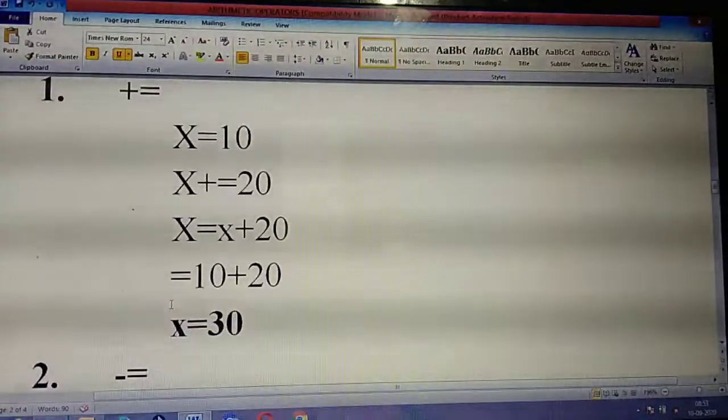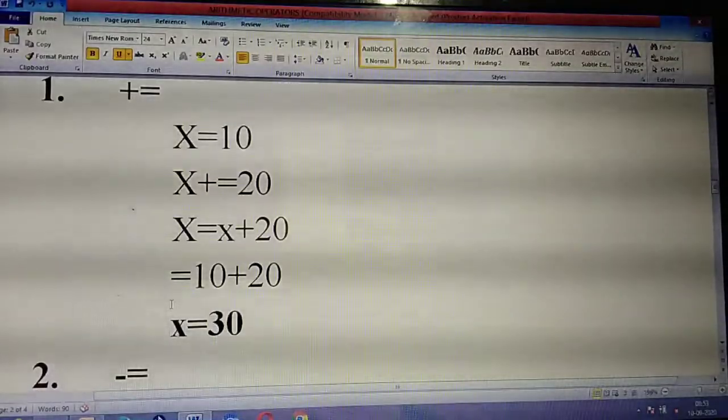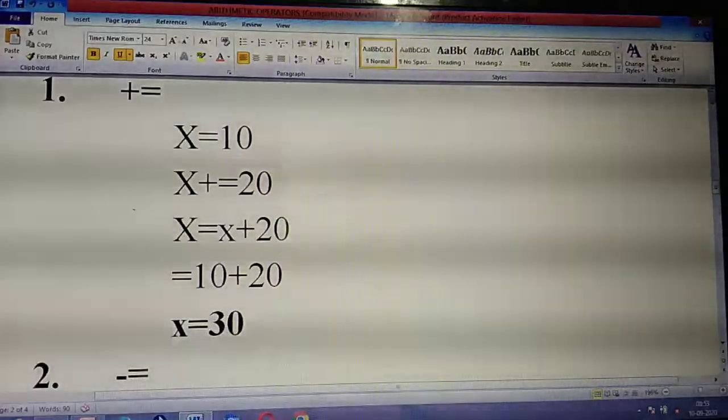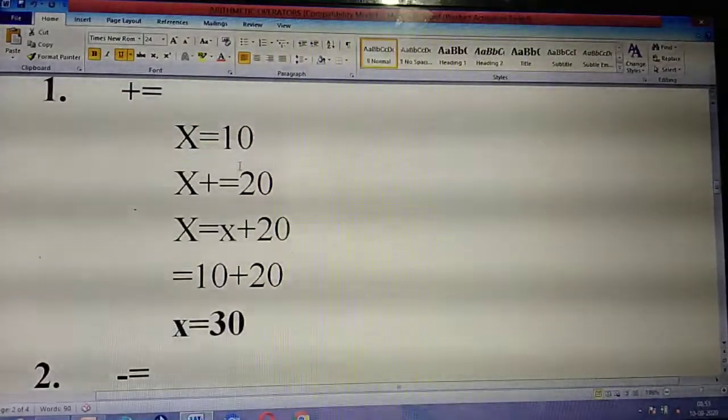Understand? Please write near the tabular column. You note it down. Okay. Have you all noted? Have you all written?